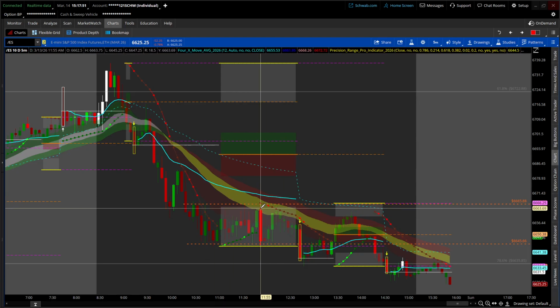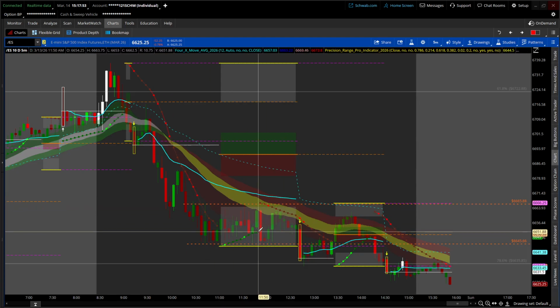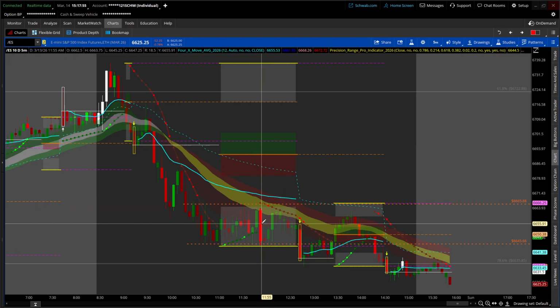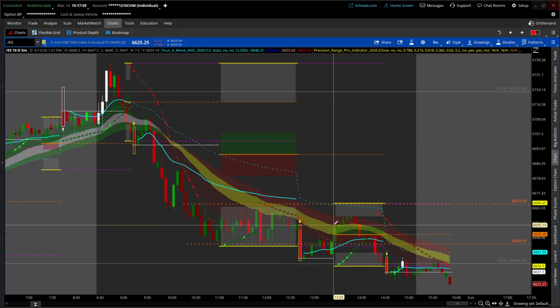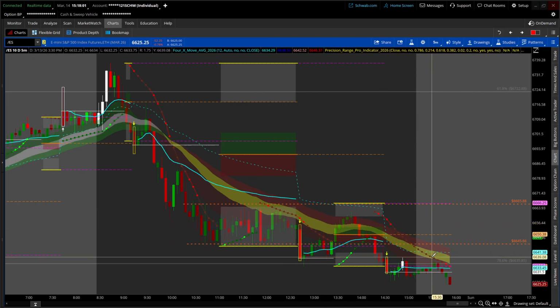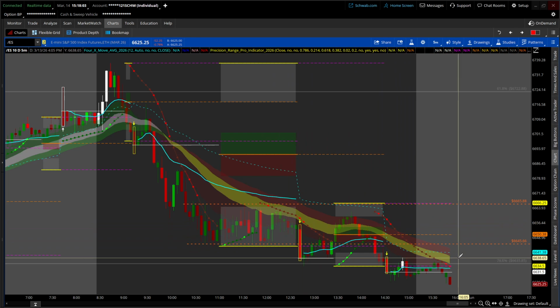You can see from here, price tried to reverse here, but it reversed right back down on strong volume. That's what this bright red candle right here represents. And you can see right there that basically from the cloud it just rode on down. And this is where price ended for the day.